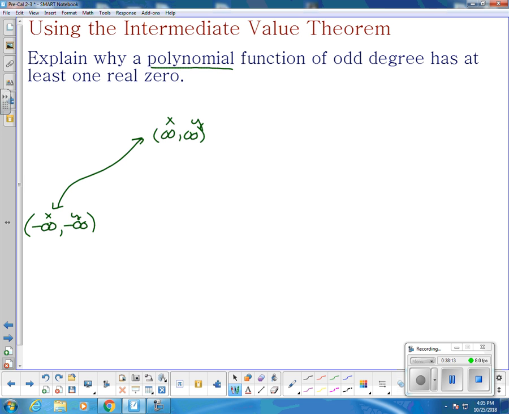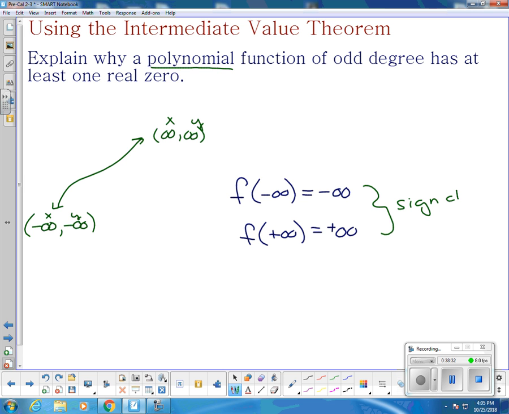So you can think of this as, if I plug in negative infinity in this graph, my y value, my height, is at negative infinity. If I plug in positive infinity for my x, my height is at positive infinity. You have a sign change here. Therefore, between this a value and this b value, there must be a 0.